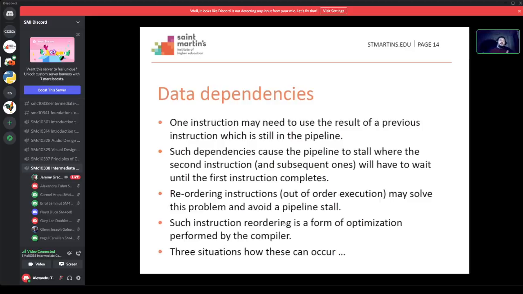And there are three different kinds of data dependencies that we need to know. Notice that, guys, this topic is one of the more important topics and is usually asked within examinations. So it's a good idea to know these quite well.